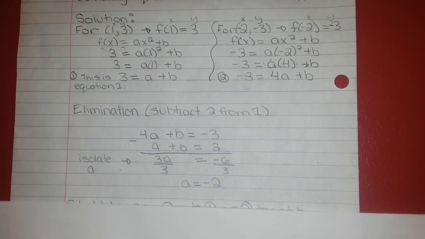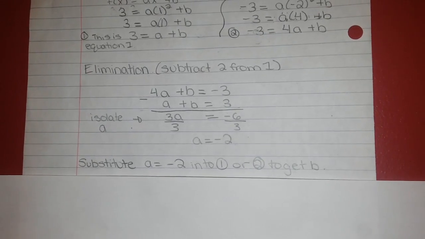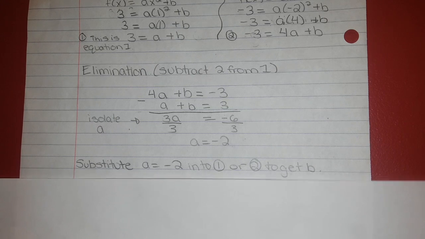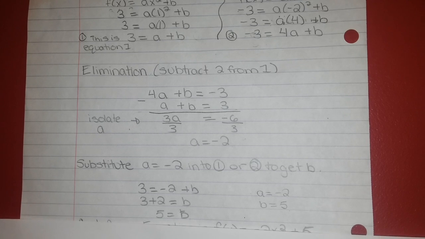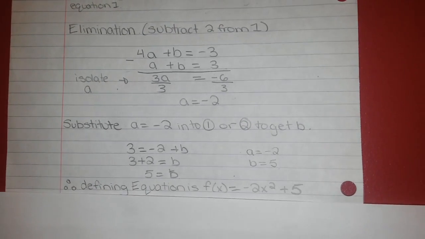Now that we have our a value, we need to solve for b. So we're going to substitute a equals negative 2 into either our equation number 1 or equation number 2, because we need to solve for b. I plugged it into equation number 1, and we get 5 equals b. So now we have our a and b values, and we can substitute those into the equation above to give our defining equation.